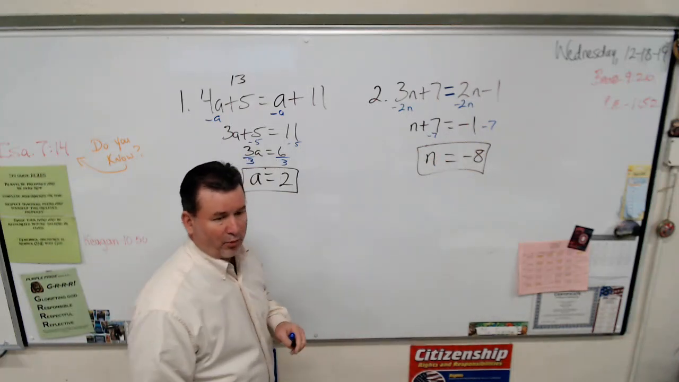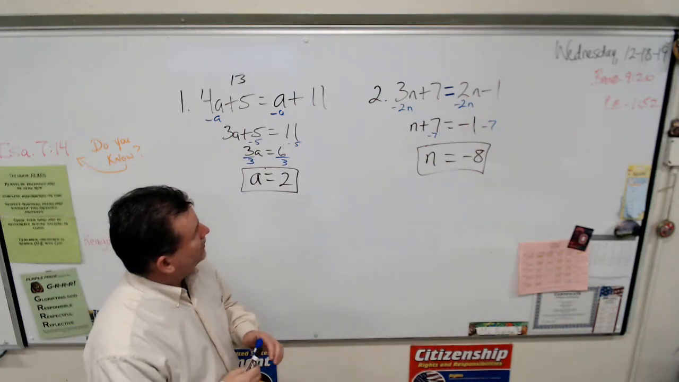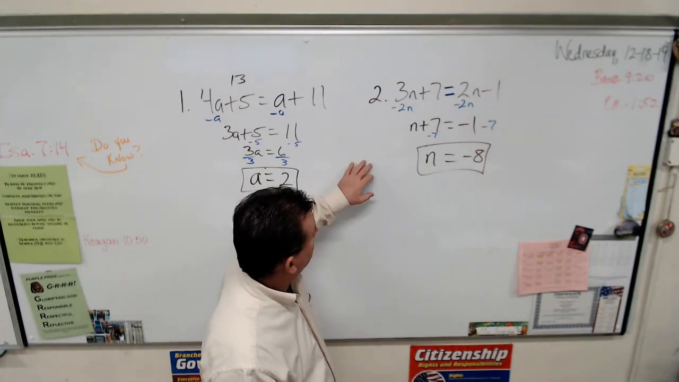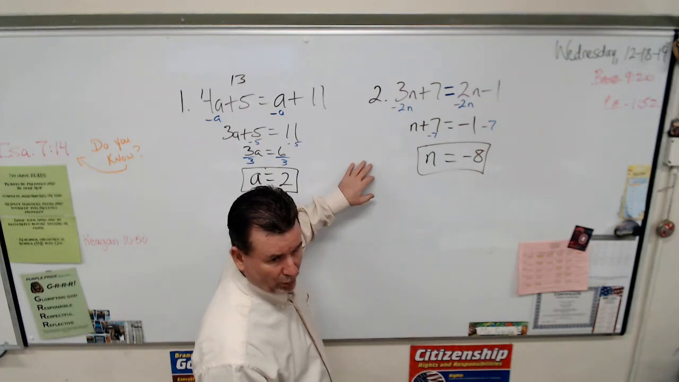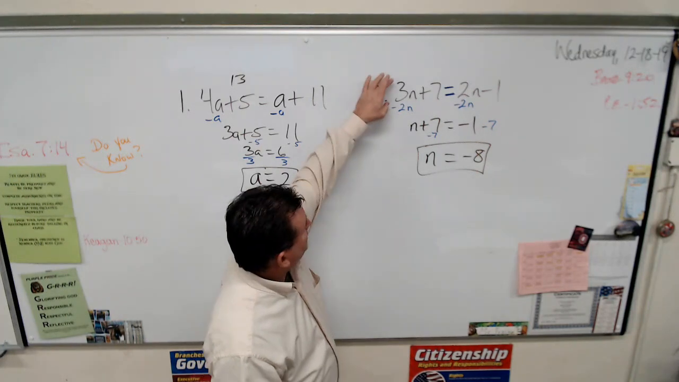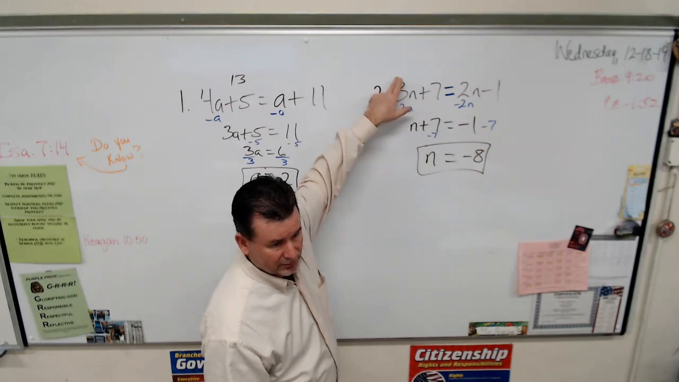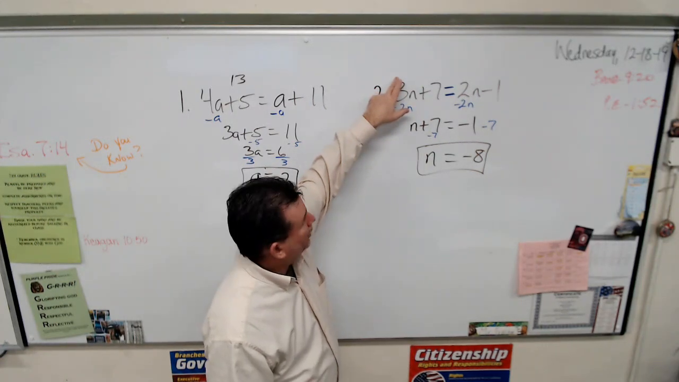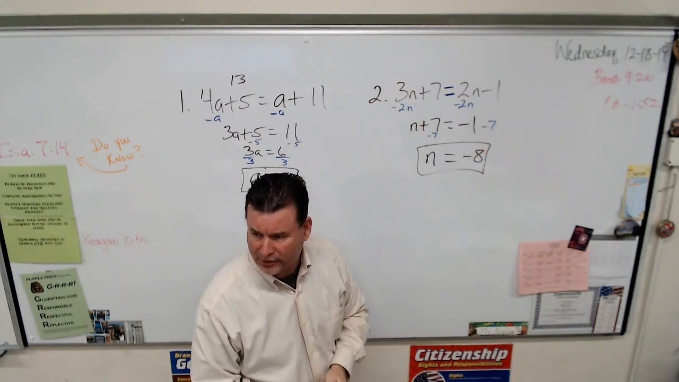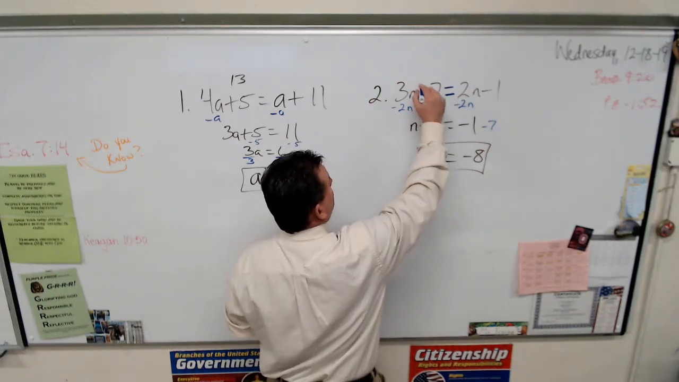Wait, how do I know I'm right? You do 3n, which would be 3 times negative 8. Then that would be negative 24. What's negative 24 plus 7? Please, gentlemen, stop talking. Wait a second.